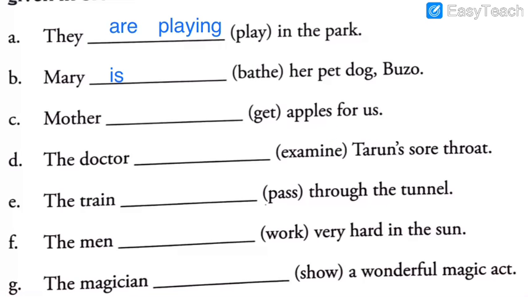First of all, we have to convert this simple verb into continuous. So get will become getting. Get will become getting. So please write it down. Now what will be the helping verb?